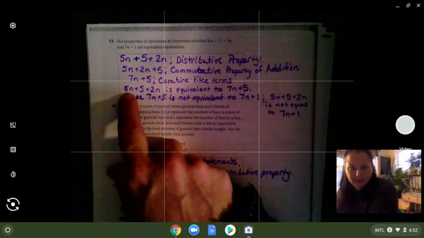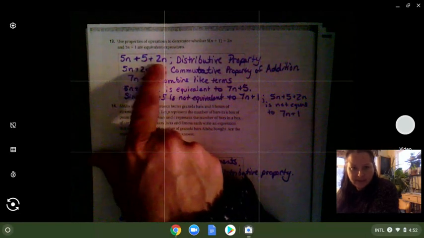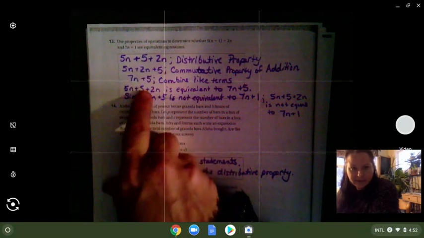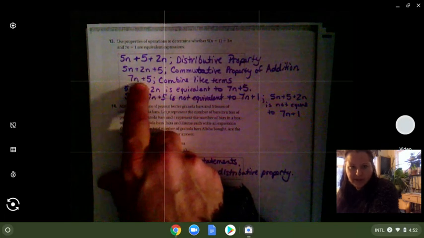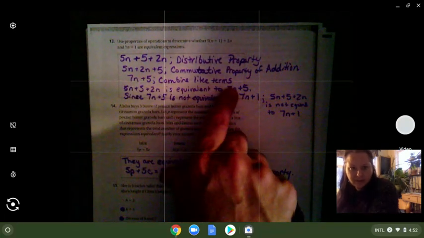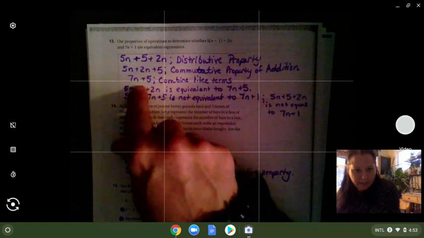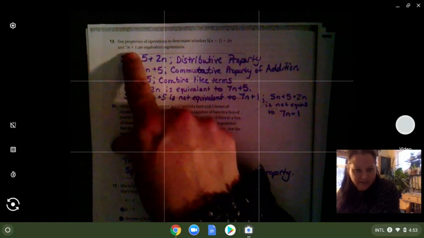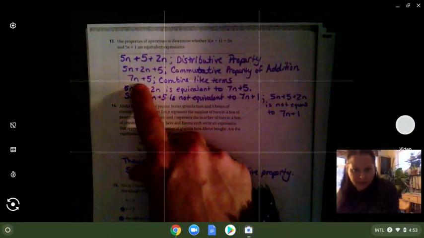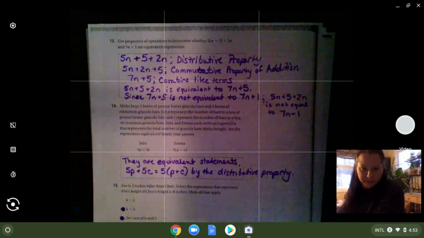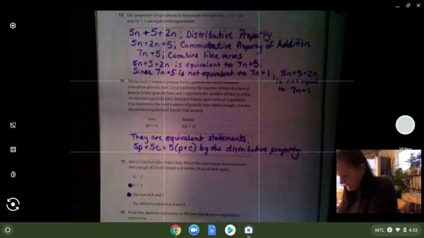And then I'm going to know that this beginning expression is equal to this new expression that I've combined the like terms. So I'm going to look, and this expression is a little bit different. Since this one that I came up with, I'm adding 5, and this one they gave me, I'm just adding 1. So they are not equivalent. My new one, once I've combined terms, is not equivalent to the one that they gave me to compare it to. So they are not equal.